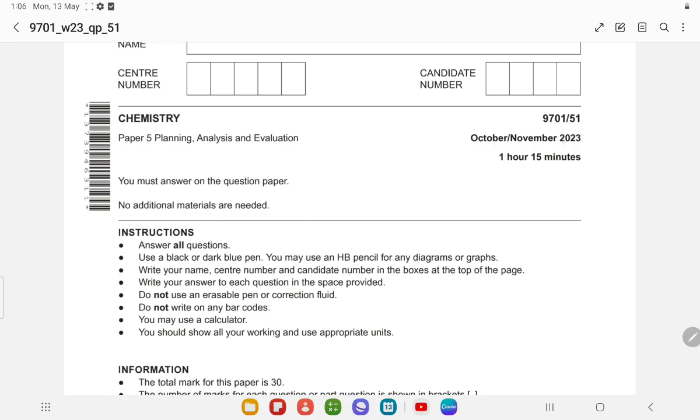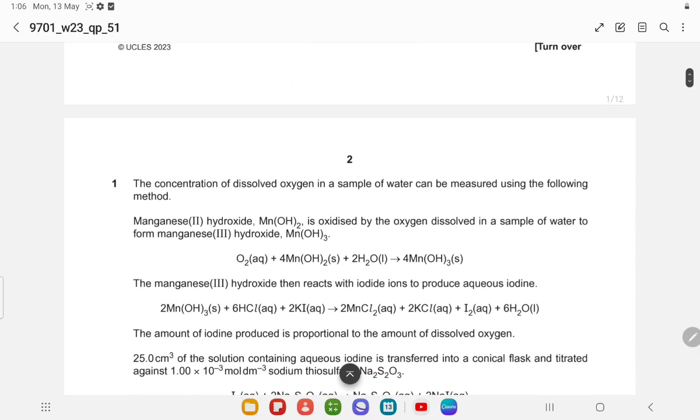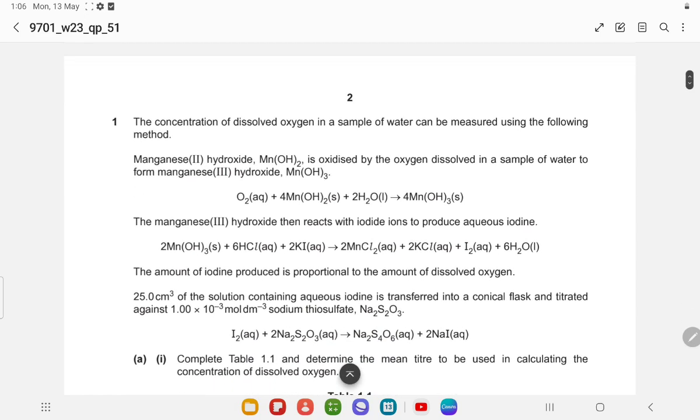Today I will solve Paper 5 for A Level 9701/51, October/November 2023. So let's start. The concentration of dissolved oxygen in a sample of water can be measured using the following methods.